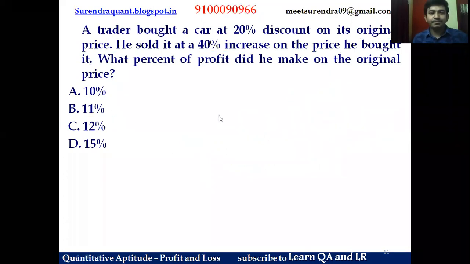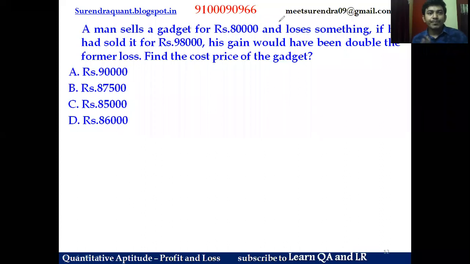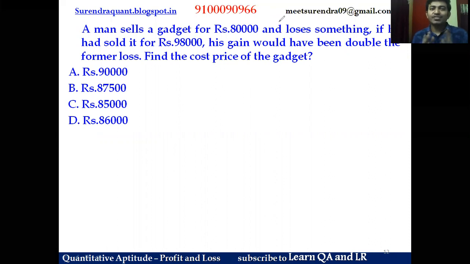Next question. A man sells a gadget for 80,000 rupees and incurs a loss. If he had sold it for 98,000, his gain would have been double the former loss. Find the cost price of the gadget. First, let me explain the basic understanding of the question.